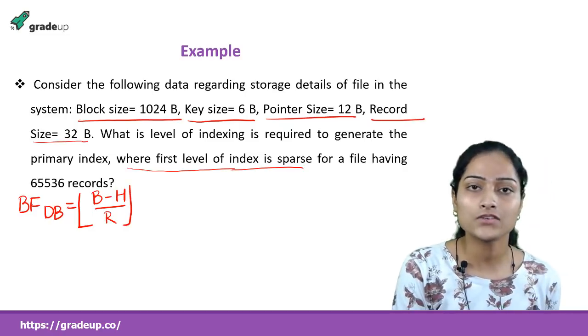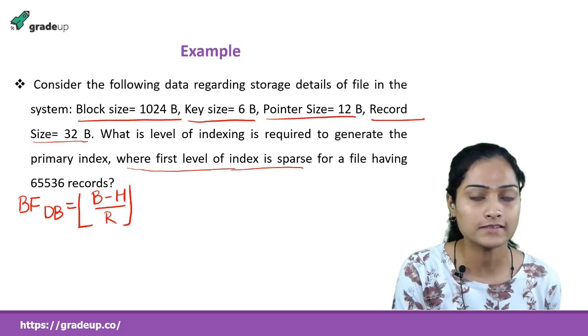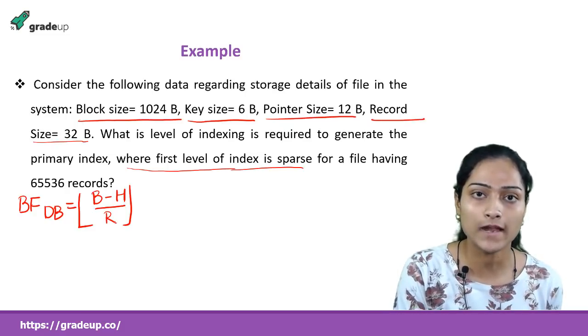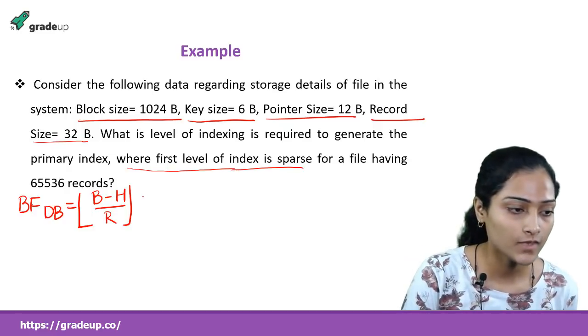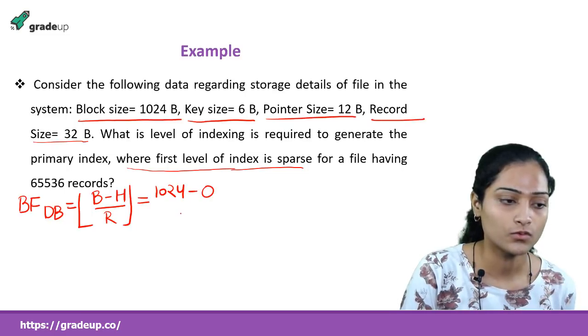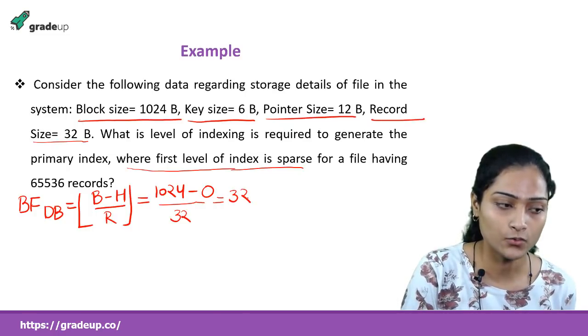Guys, it is not mentioned here whether you are using spanned organization or unspanned organization. And when it is not mentioned, by default you are going to take unspanned organization. Here block size is 1024 bytes and header size is 0, and record size is 32 bytes. So block factor for database file will be 32.